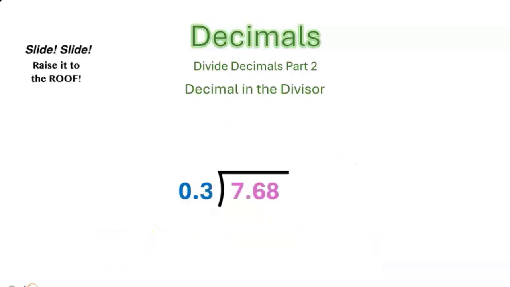So let's take a look at a problem like this. And I put this up here to help remind you. Slide, slide, raise it to the roof. That's how you divide decimals when there's a decimal in both the divisor and the dividend.